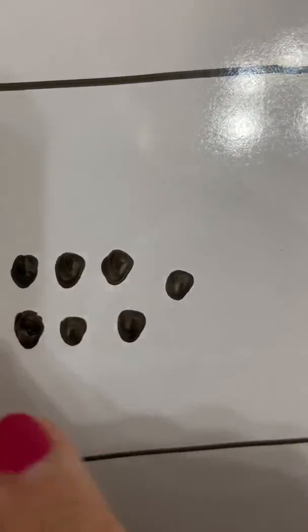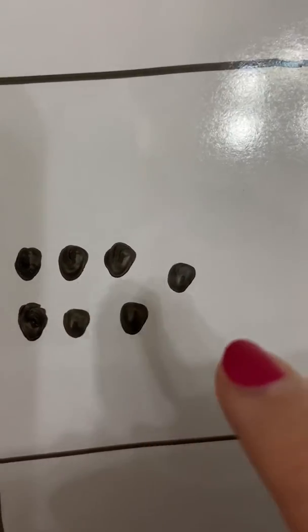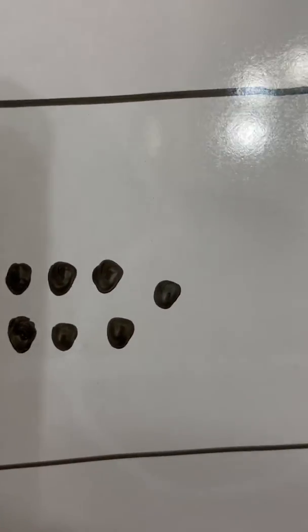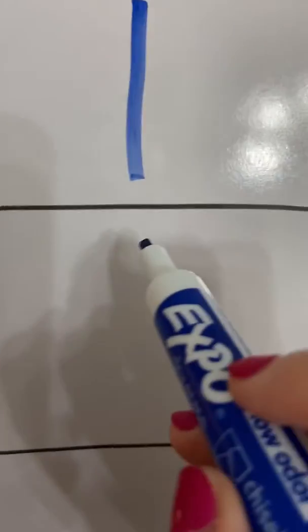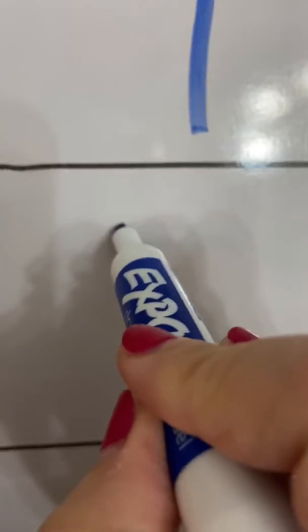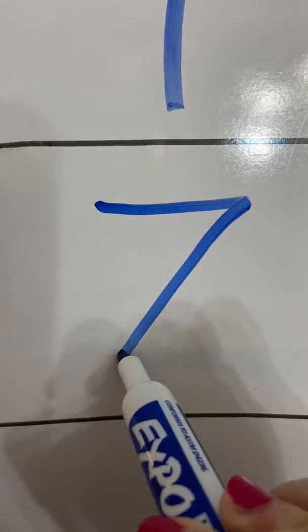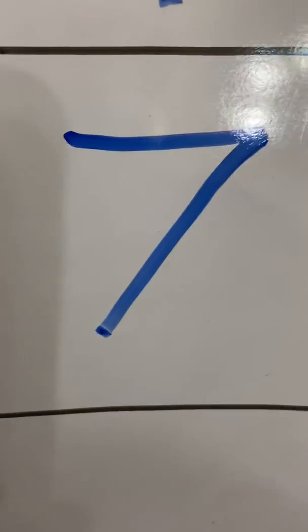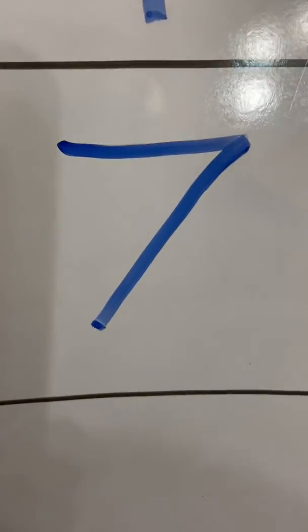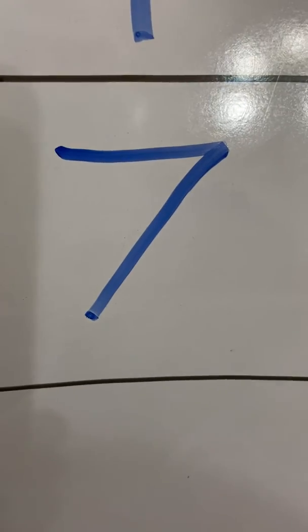1, 2, 3, 4, 5, 6, and 1 more is 7. Let's write 7. Across the sky and down from heaven, you just made the number 7. Write a whole row of 7.